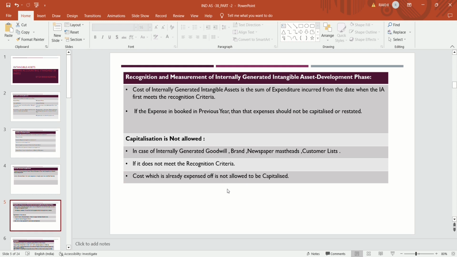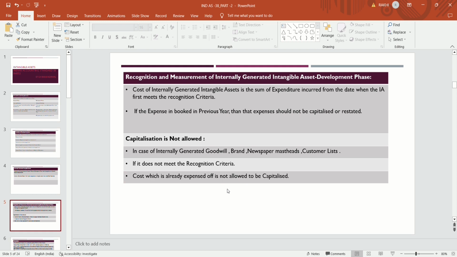If the expenditure was booked in the previous year, then that expense should not be capitalized or restated, because it is not allowed in the standard. Once they have recognized that expense in the P&L, they will not be able to capitalize that or restate that expense in the current year. So it is not allowed in the standard to restate an expense which is once charged to P&L.